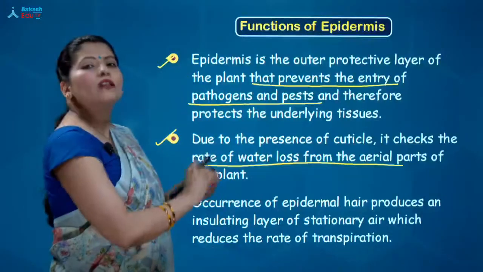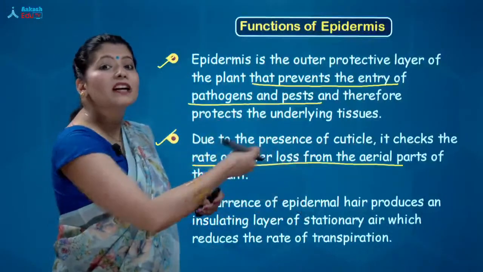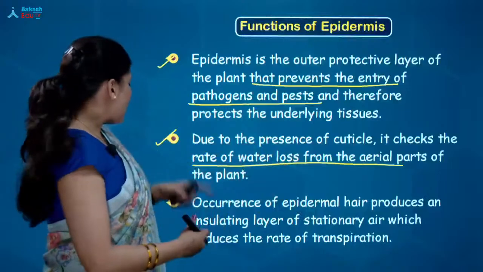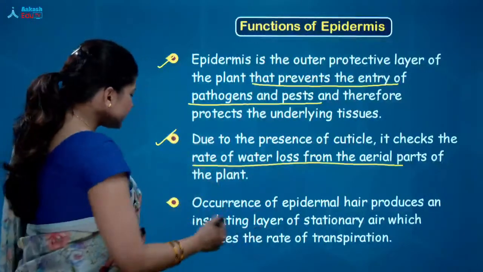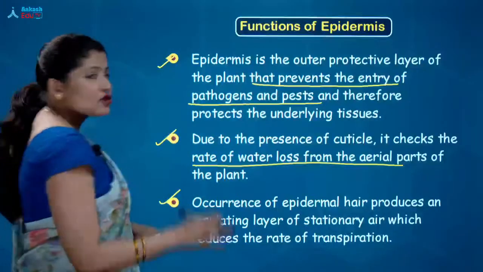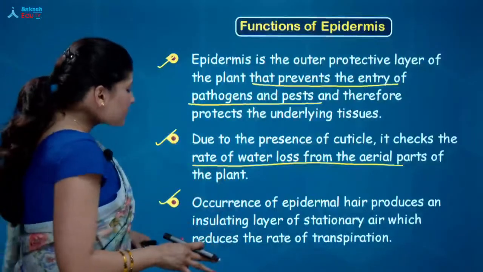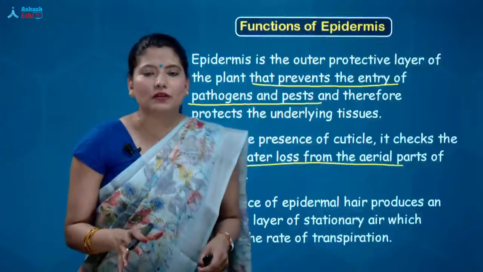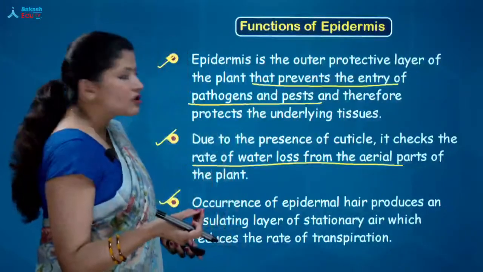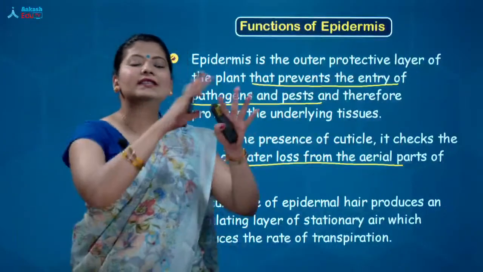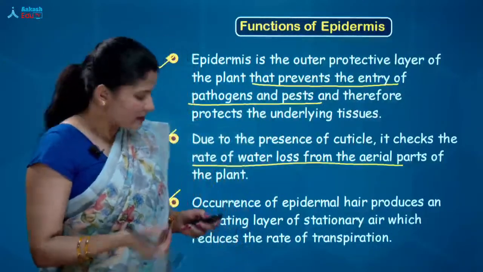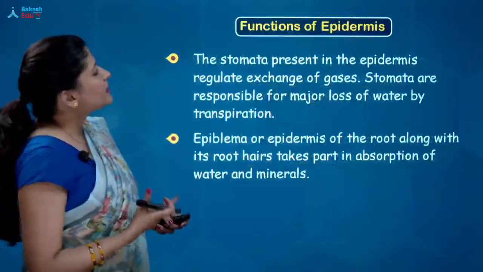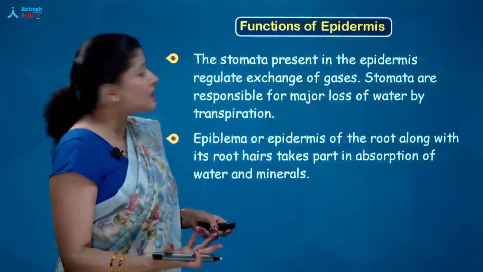And on the basis of those particular points, what can we derive? Functions. Occurrence of epidermal hair produces an insulating layer of stationary air which reduces the rate of transpiration. So, you know, there are the hair-like structures present on the stem. What do they do? They form an insulating covering. So they act as an insulating layer, right? So, this is again the part of epidermis. Hence, it comes under the function of epidermis.